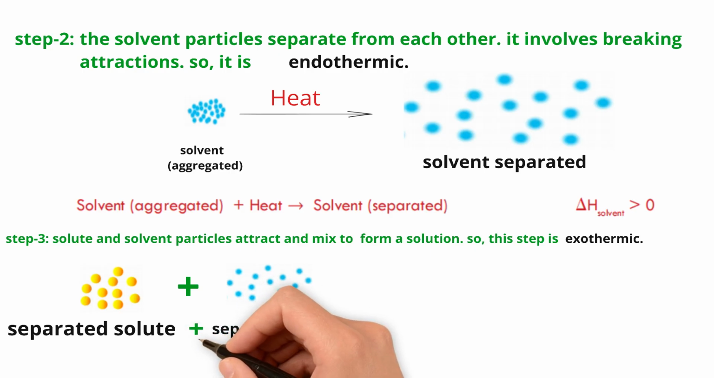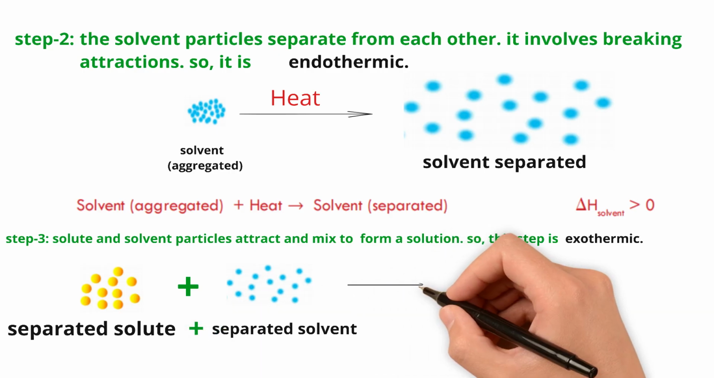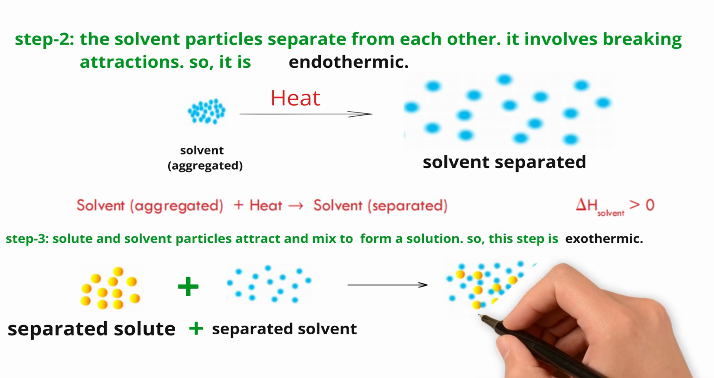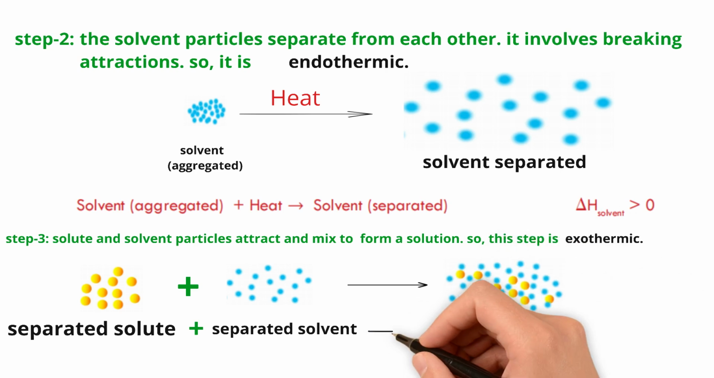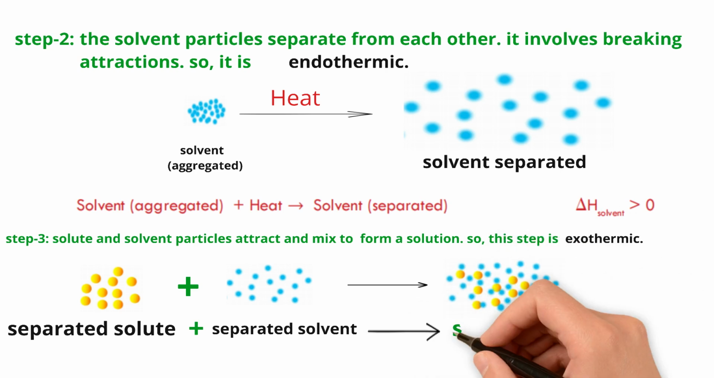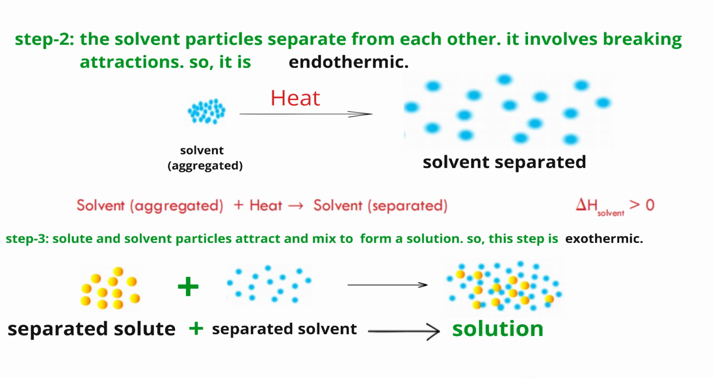Separated solute particles plus separated solvent particles form solution. And as you see, the solute particles are distributed throughout the solvent particles. Solute separated particles plus solvent separated particles form solution plus heat.